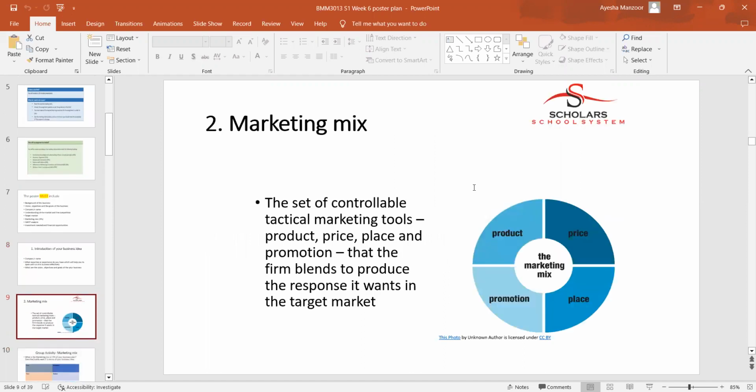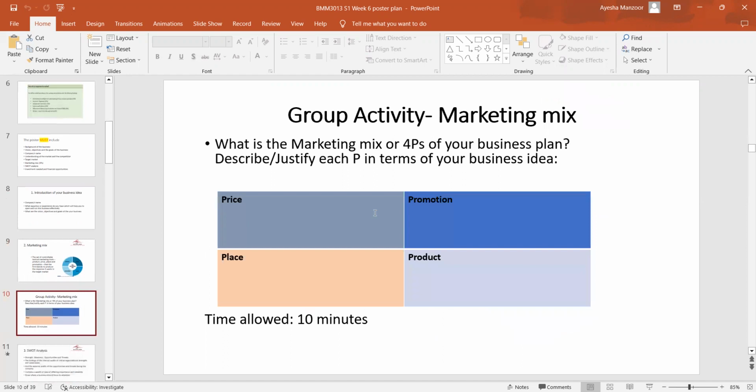Then you have to discuss the marketing mix, the set of controllable tactical marketing tools like product, price, place and promotion that the firm uses to produce the response it wants in the target market. This is how you can visualize your marketing mix, or 4 Ps, for your business plan. And this is the activity that was conducted in the class. They were allowed 10 minutes to do the SWOT analysis. Oh, sorry, the marketing mix on their business idea.